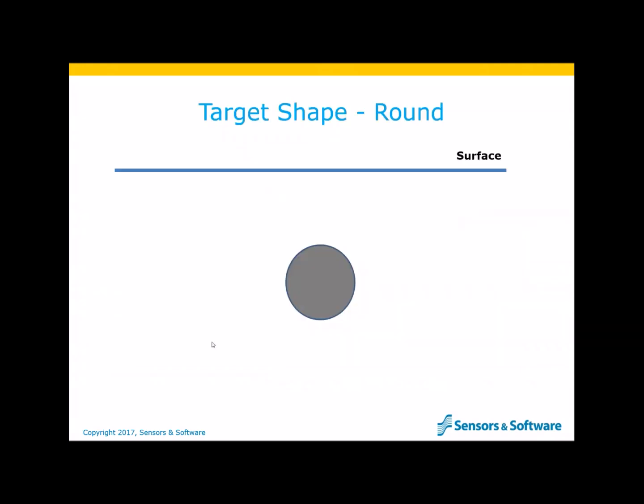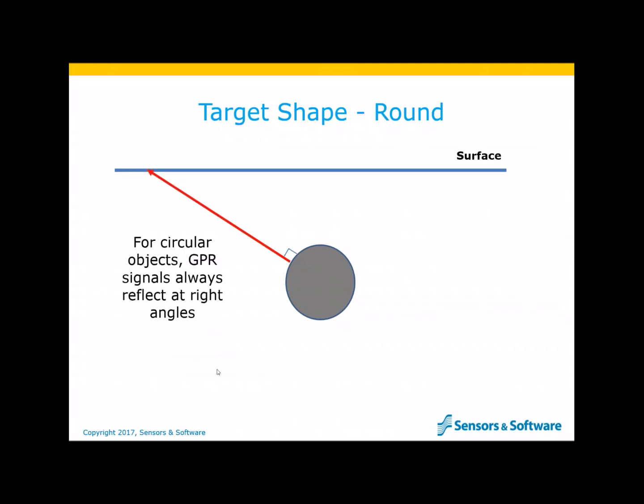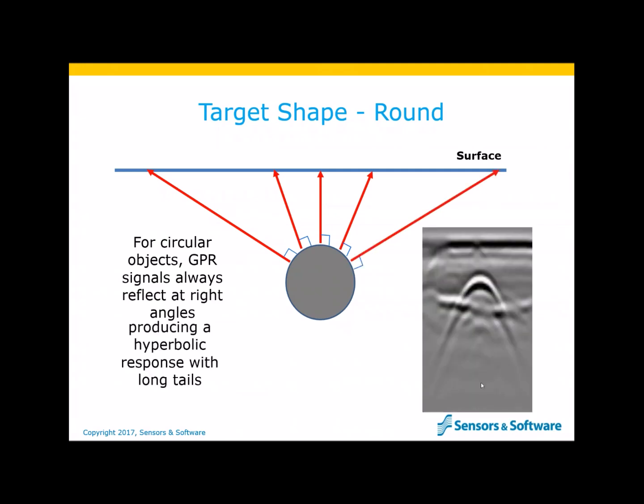Let's start with a round object like a pipe or an underground storage tank. The nice thing about round objects is that GPR energy always hits it at 90 degrees, so it reflects right back. The result is that round objects produce nice hyperbolic responses. I think everyone who has used GPR knows this.